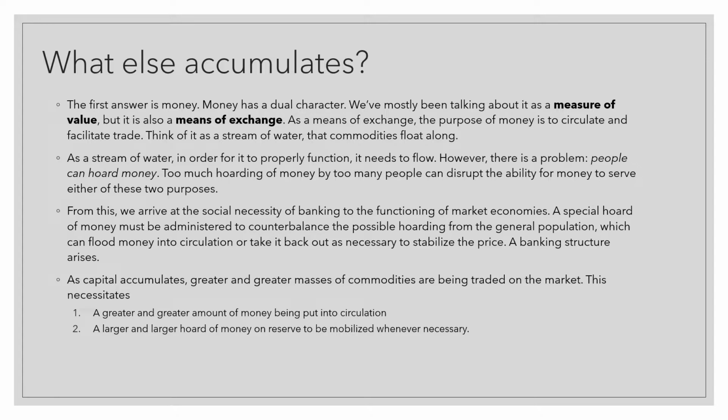Your stream has to be flowing with the same volume and the same velocity at all times. And so you need a bank to do this. You need a central hoard of money, and people that are willing to inject more money into society when it's necessary and pull money back out of society when it's necessary. And this takes the form of a bank. So this is where the social necessity of a banking structure arises, and you get banks starting to pop up all over the place.